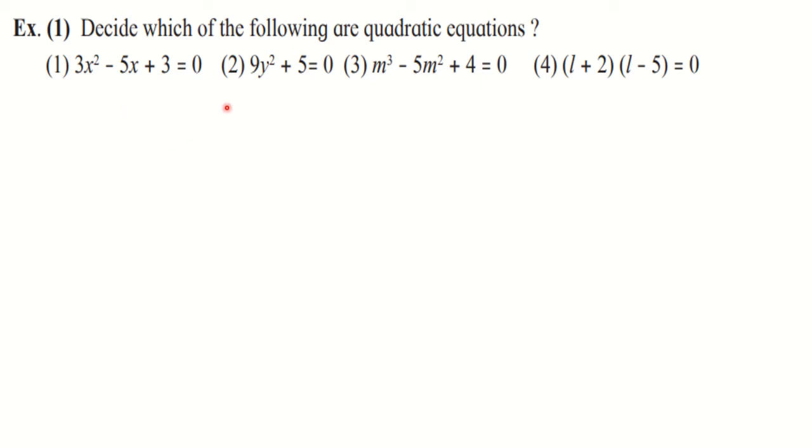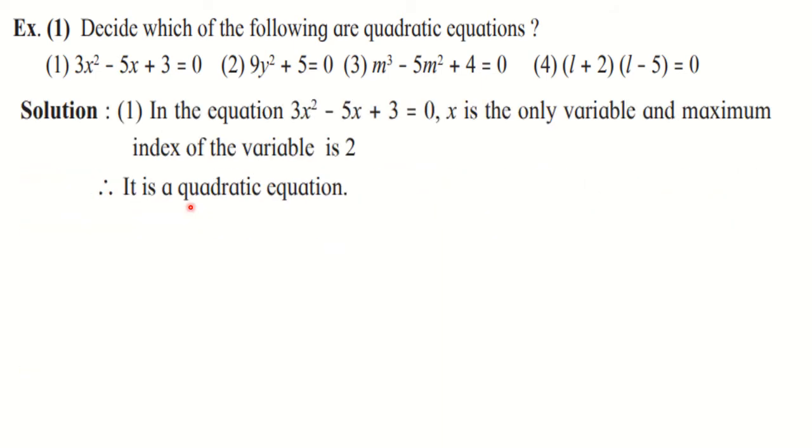Okay. So I am discussing here some of the questions. So first one, let us see. See, this is the equation given. So the equation written down is 3x square minus 5x plus 3 is equal to 0. As I have said, 2 conditions we have to see. First of all, we have to see whether there is only one variable. So here we can observe that there is only one variable.